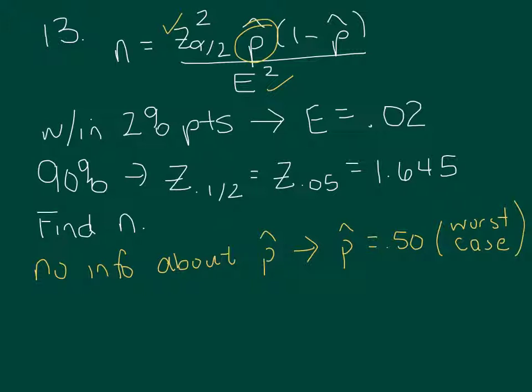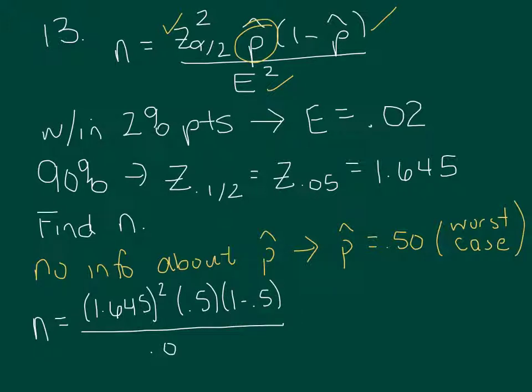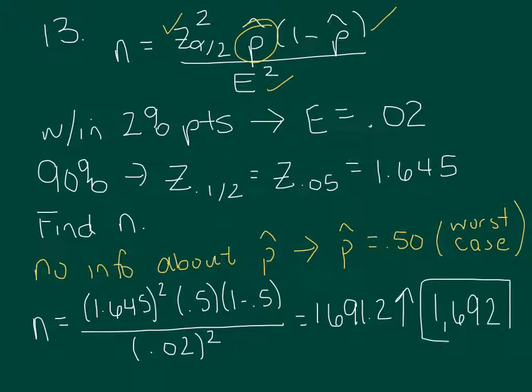So I think we now have everything we need. We now have a p hat number, we have a z, we have an e number, and we can just take all that and plug it into our formula to get n. So we're going to get n equals 1.645 squared times 0.5 times 1 minus 0.5, and that's all divided by 0.02, be careful with the 0.02, squared. And if you plug all that in, work it all out, I got 1,691.2. And remember, all these problems you want to round up, so our answer here for n is 1,692. Right, that's our number regardless of what the decimal is.